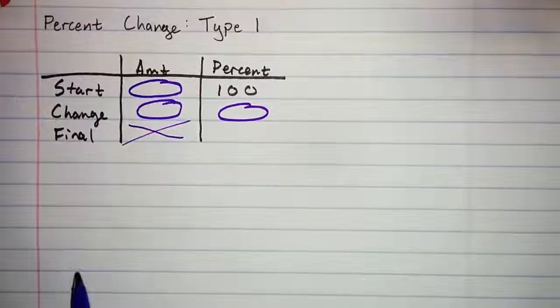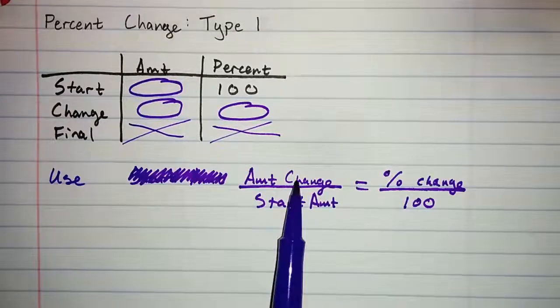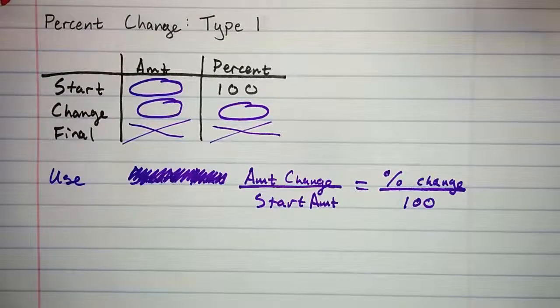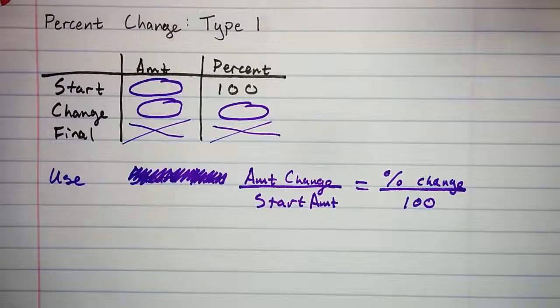We aren't interested in the final amount, and we aren't interested in the final percent. In that circumstance, we'll always use the same strategy. We'll always use the amount change over the starting amount equals the percent change over 100. And solving this proportion for whichever unknown we're interested in will always give us the answer. So let's see an example of a problem of this type.